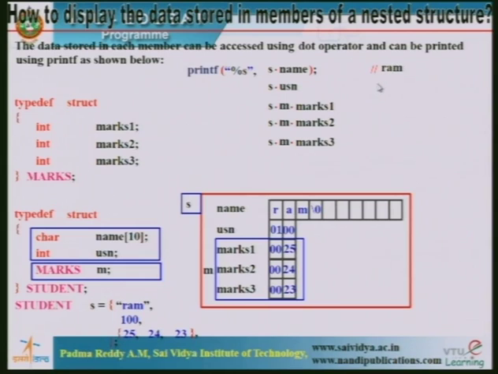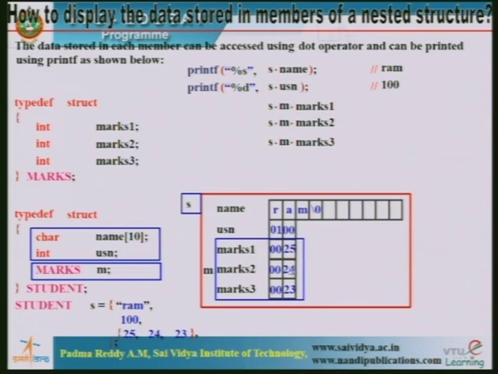Ram. Now tell me how you access usn. How you access usn? s dot usn. It is of type integer. So to display integer, what format specifier I should use here? %d. So here I write printf %d s dot usn. Tell me what is the output I get here? 100.